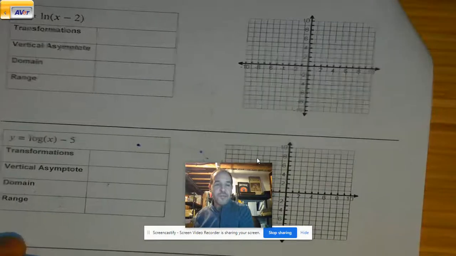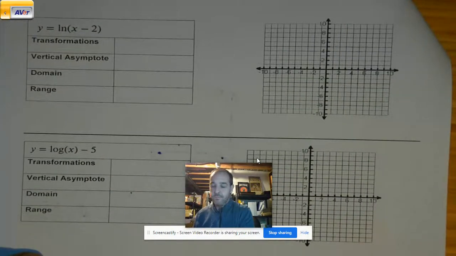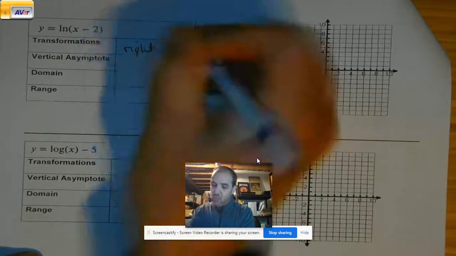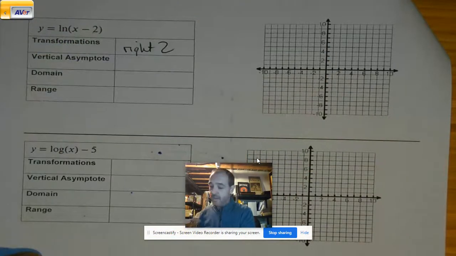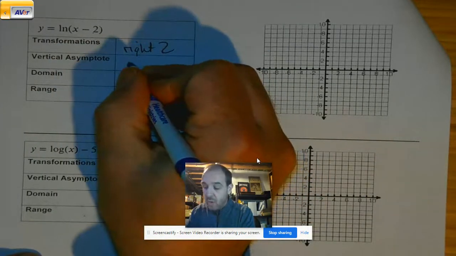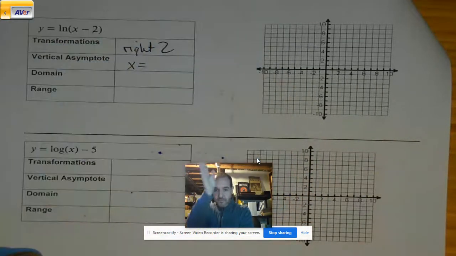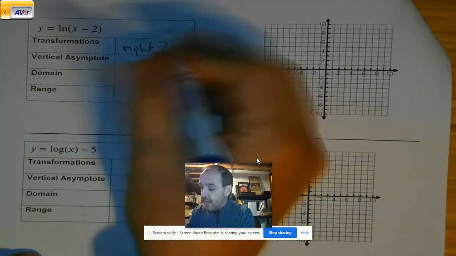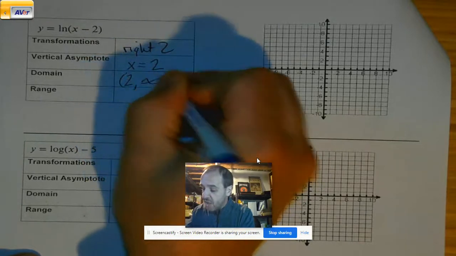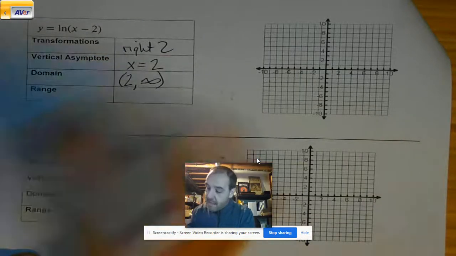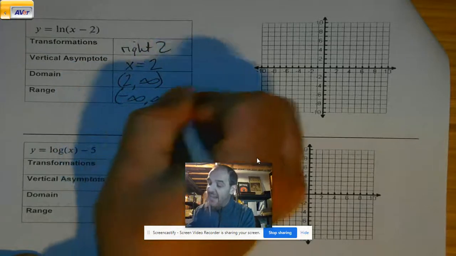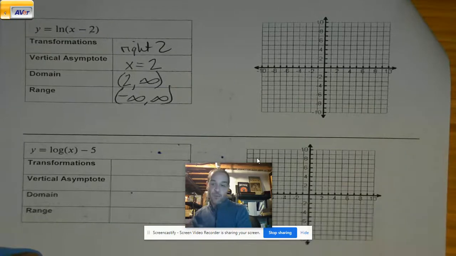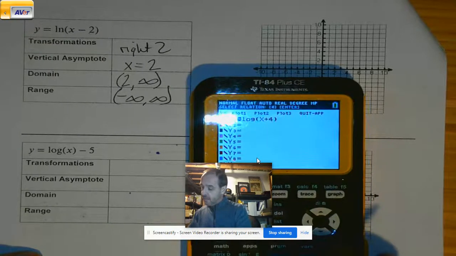And yes, is that going to be different if it's natural log? No. Okay, transformation. Right 2, still inside, the opposite of what we would think, which means my vertical asymptote is at x equals 2, which means my domain starts at 2, and my range is infinite. Notice I didn't even pull the graph yet. I can get all that information. I don't even need the graph. It's kind of cool.